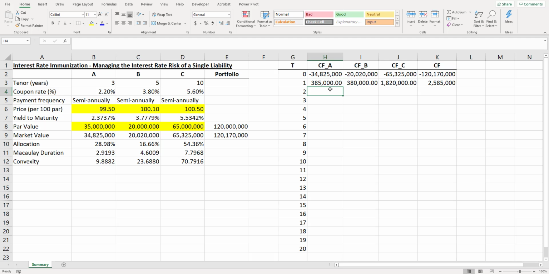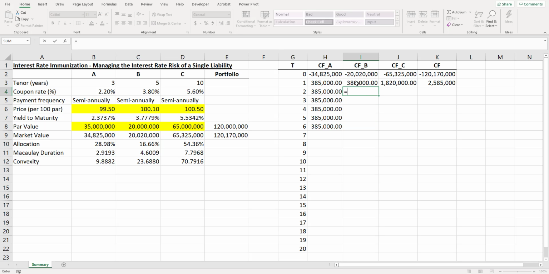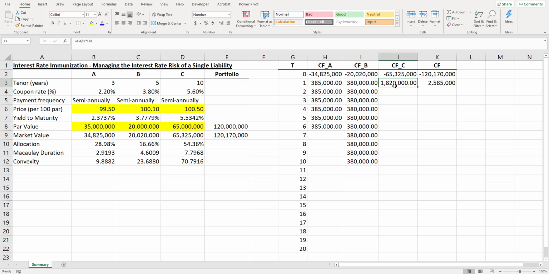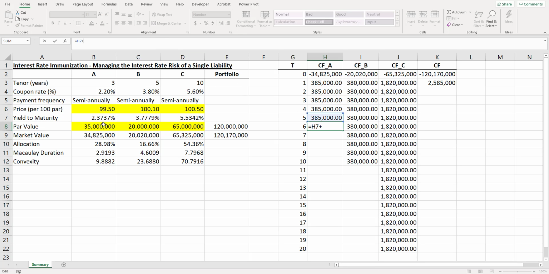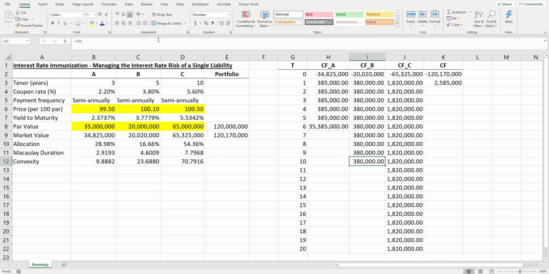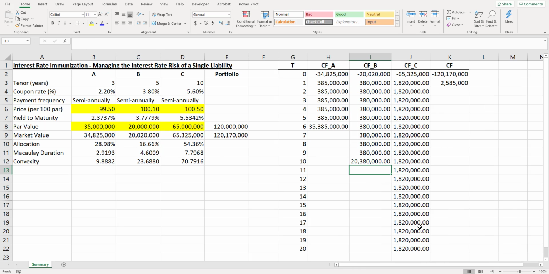Now we can start to copy the numbers in. Do be careful though, because it is 3 years, 3 years times 2, so it will go up to period 6. For bond B, this will go up to period 10, because it's 5 times 2, and then for C it will go up to 20, because of 10 times 2. Of course in the final period there will be a par value that you have to add in at the bond's maturity. So I'll just add in the par value.